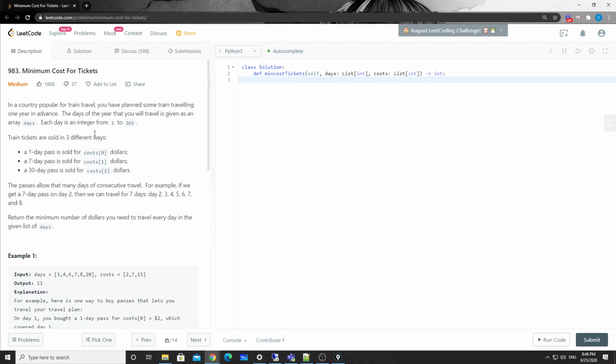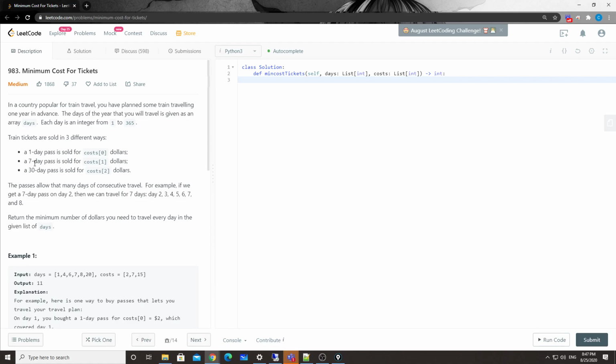So the key point is you have an array of days, and each day is an integer from 1 to 365. And then you have another array, a cost array, that only has three elements. The first one is the 1-day pass, the second one is a 7-day pass, and the third one is a 30-day pass. Basically a daily pass, a weekly pass, and a monthly pass.